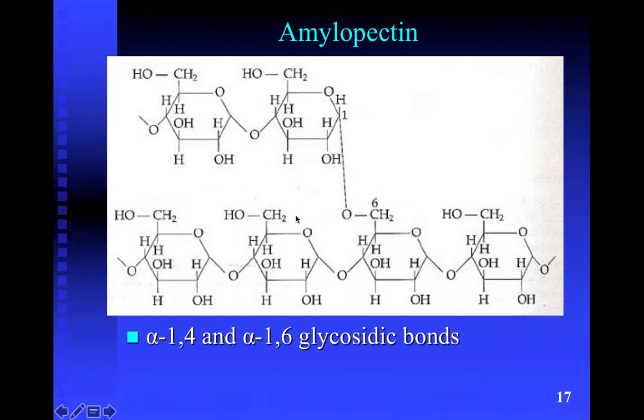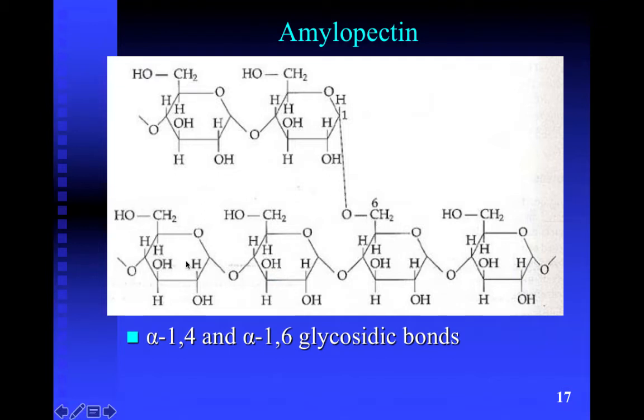Amylopectin has an additional glycosidic bond. So these are all glucose residues. Here's our alpha 1 to 4, alpha 1 to 4. This glucose is alpha 1 to 4, but it also has another glycosidic bond here. Here's our anomeric carbon. So we call this an alpha 1 to 6 because the oxygen bridge is the hydroxyl group that was bound to this carbon 6. So we say this is alpha 1 to 6. That's called a branch point.